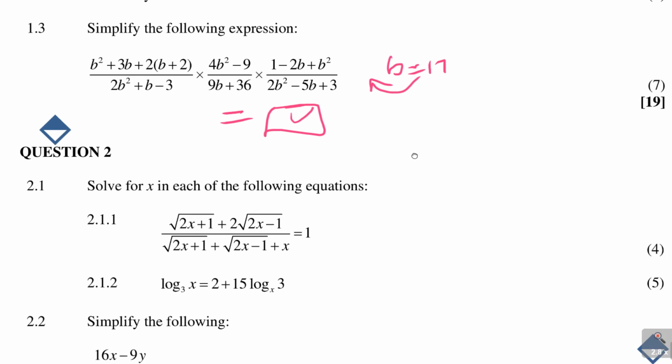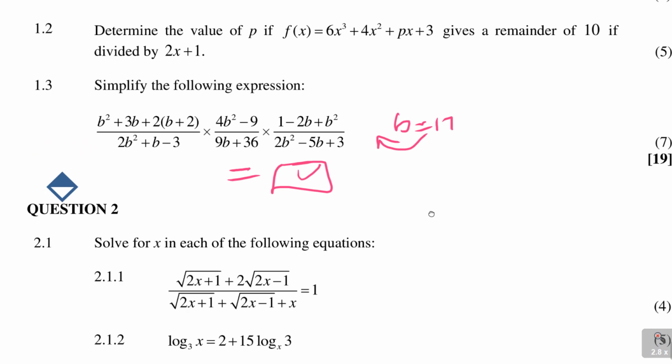Alright, so guys, that's how you get your 19 marks. I hope it was beneficial to you.